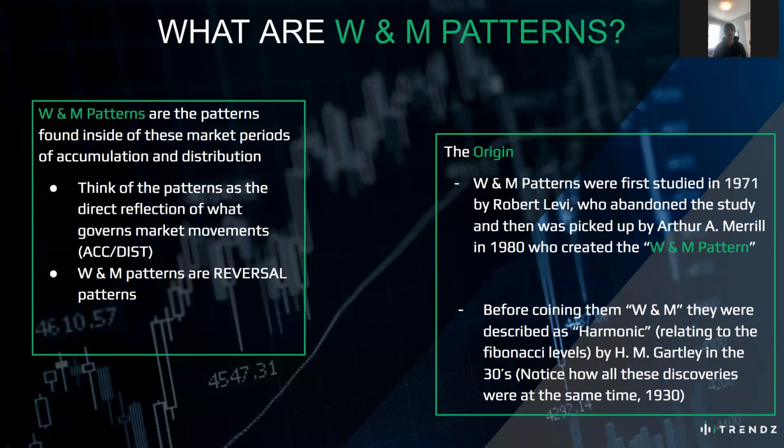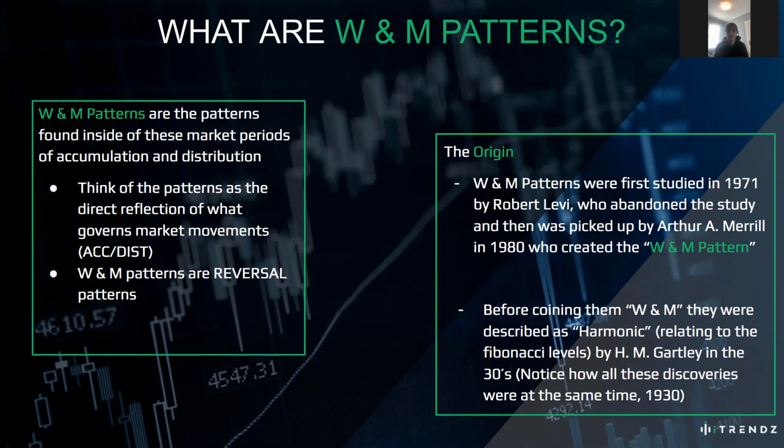So W and M patterns are the patterns that are found inside of those market periods of accumulation and distribution. Think of those patterns as a direct reflection, or a mirror, of what governs the market movements. W and M patterns are reversal patterns, so they're not continuations, right? We either have a continuation period, a little stair step, bull flag, bear flag, etc., or you have a reversal pattern where the trend reverses from a bull trend to a bear trend. These are reversal patterns, and that's what we're going to be studying today.